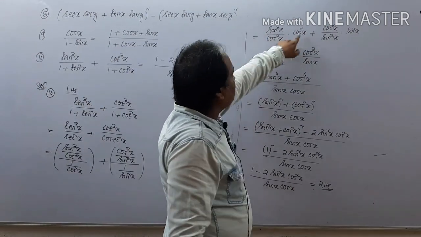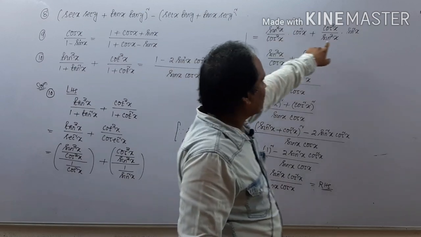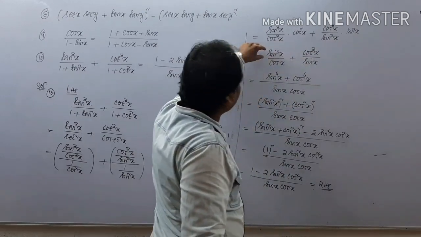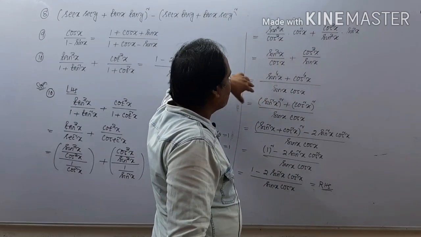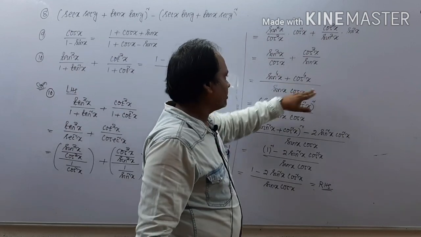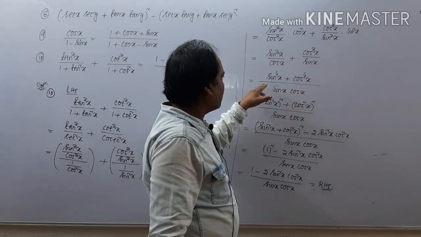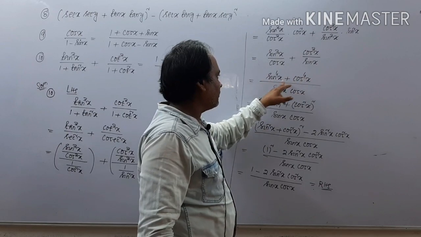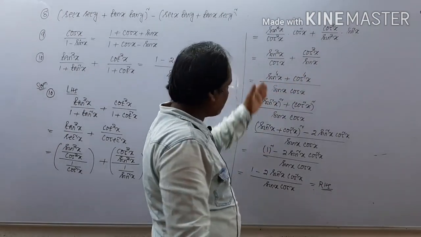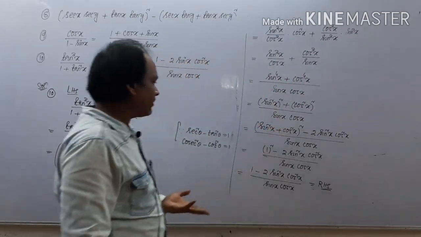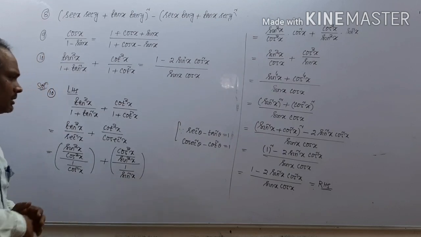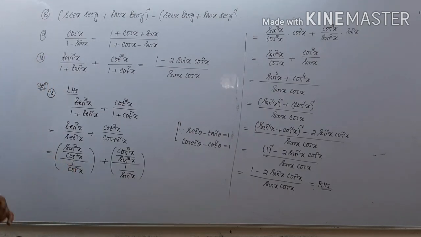After that, here cos square x cancels out, here sin square x cancels out. So this is the remaining, sin cube x by cos x. Here what is the LCM, that is sin x into cos x, and in the numerator we got sin 4th x plus cos 4th x. Here I have applied the a square plus b square formula and I got the result, that is 1 minus 2 sin square x into cos square x divided by sin x into cos x. So this is all about question number 8, 9, 10.